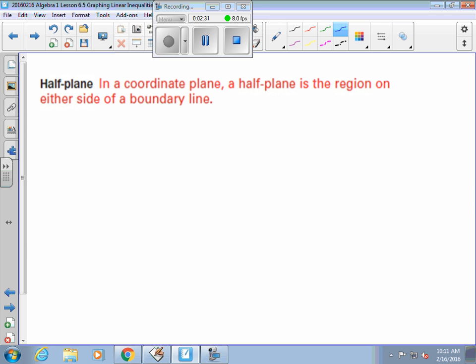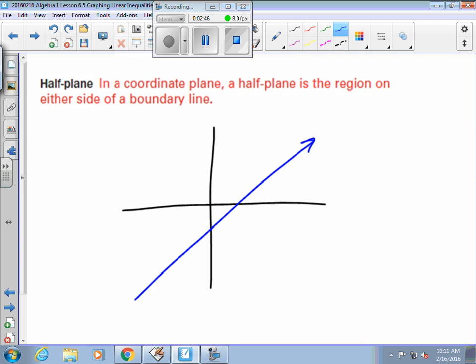And then a half plane. A half plane is a region on either side of a boundary line. The easiest way for me to explain what a half plane is is to draw one and show you. When you graph a normal line, you're simply going to have a line with arrows pointing in both directions. When you graph an inequality, the line may or may not be a dashed line. It'll be determined by whether it says or equal to or not.